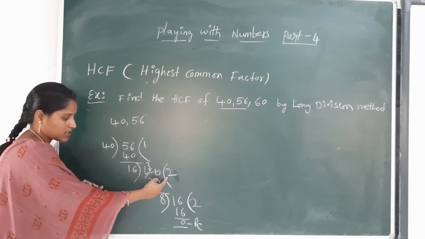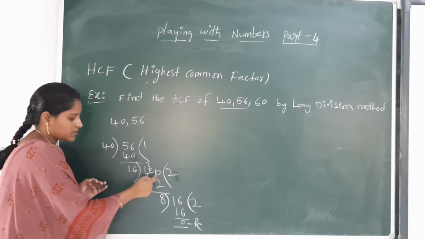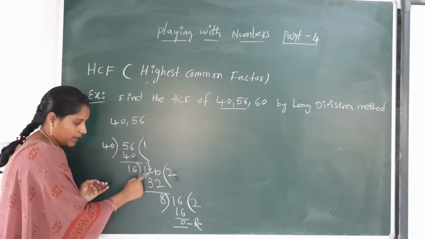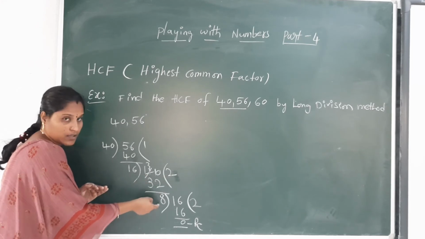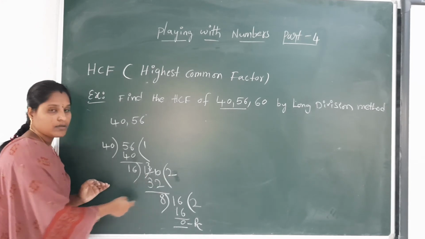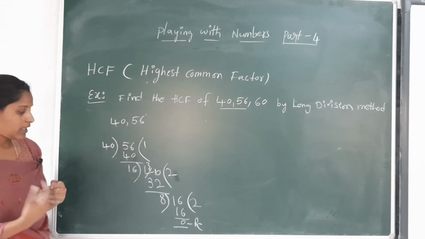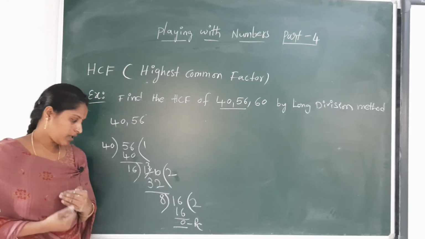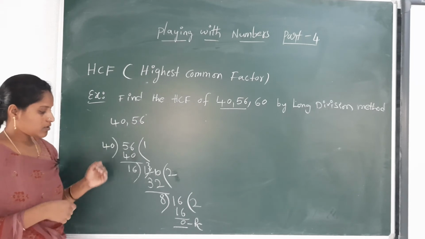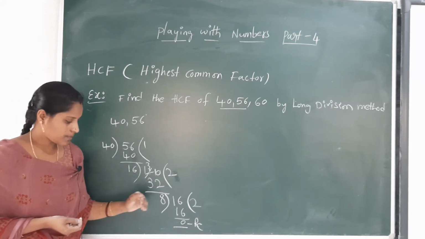Again continue the process like this. 16 in this, 2. 16 2s are 32. Again 40 minus 32, we get the result as 8. 8 is a remainder. Again we get a number as a remainder, 8. So the process is again not completed up to here.